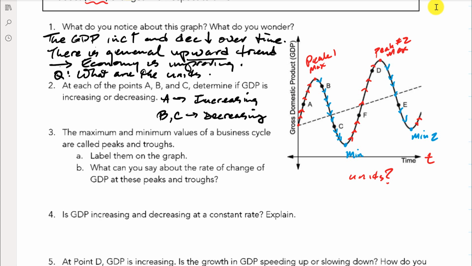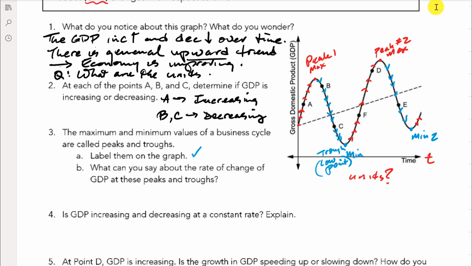Number 3, the maximum and minimum values of a business cycle are called peaks and troughs. Okay, so peaks and troughs. I call them maximums and minimums, but I guess the minimum you could call a trough. So let me write that down too. Trough, or low point, minimum. Those are kind of like synonyms, right? Label them on the graph. We already did that, so check that off.